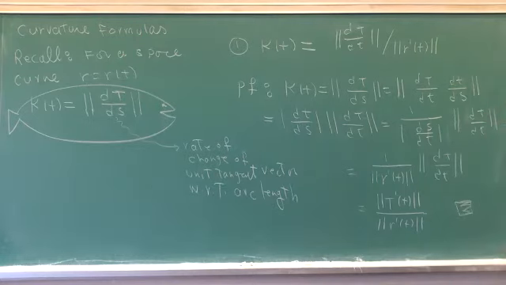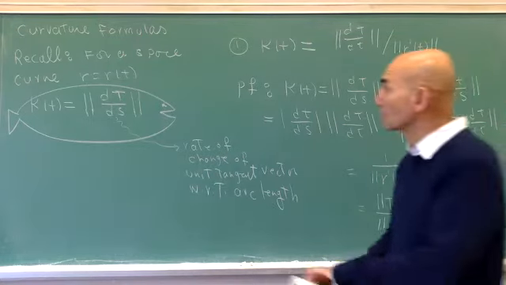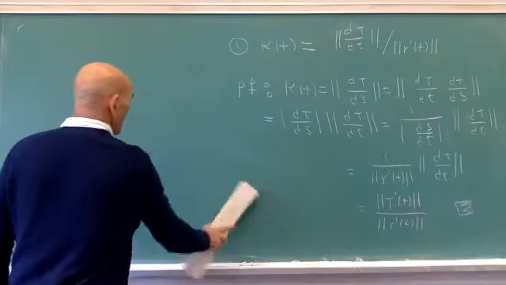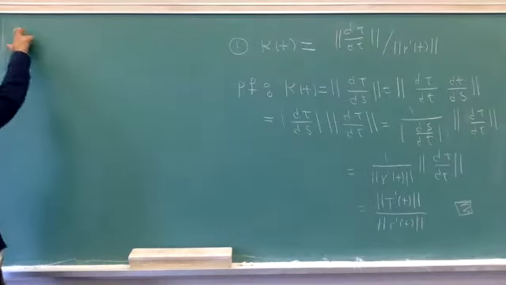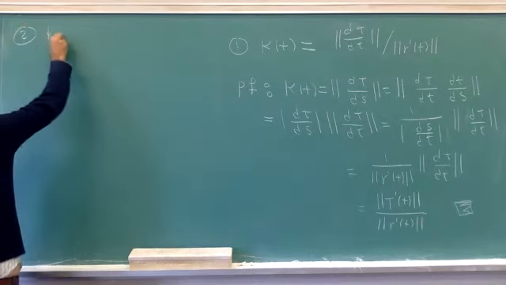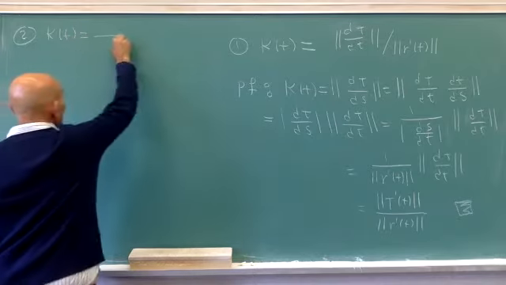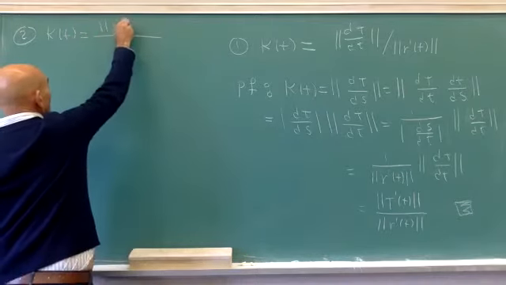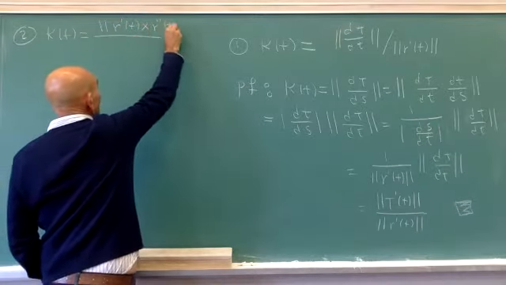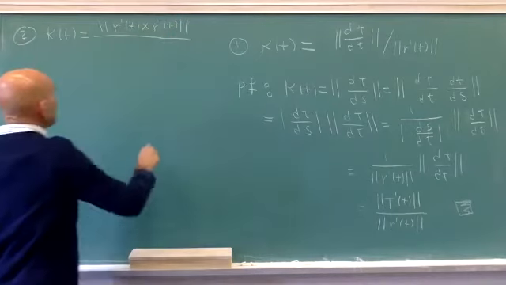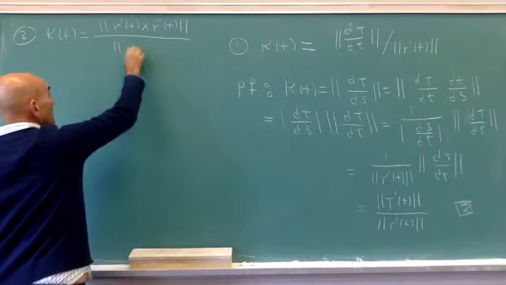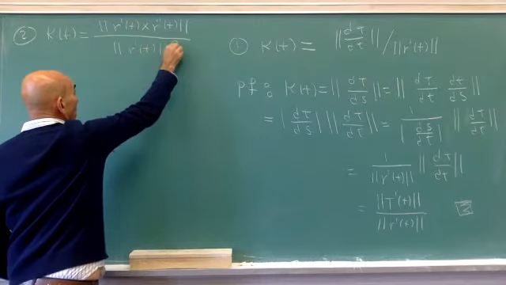Right. Now, the thing that we want to prove is this next result, Part 2, the following formula: K of t is equal to the norm of r prime of t cross r double prime of t, divided by the norm of r prime of t to the power 3.